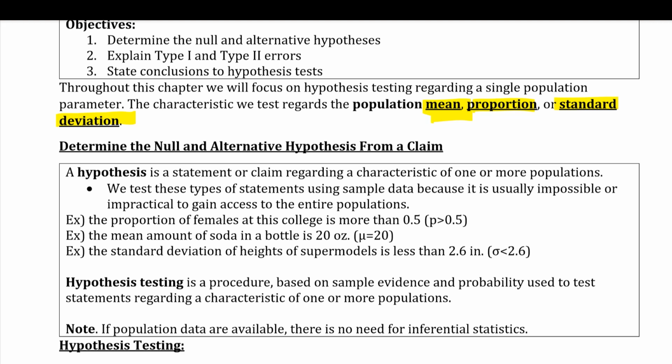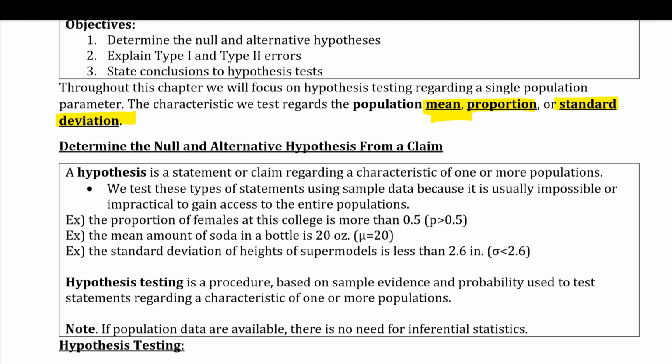In the next section, the type of claims that we are going to see are claims on a proportion. So here's an example. The proportion of females at this college is more than 0.5, or the proportion is greater than 0.5. That is a claim, correct? So it has to be substantiated by some sort of evidence, right? You can't just make a claim without proving it, right? And that's what we're going to do.